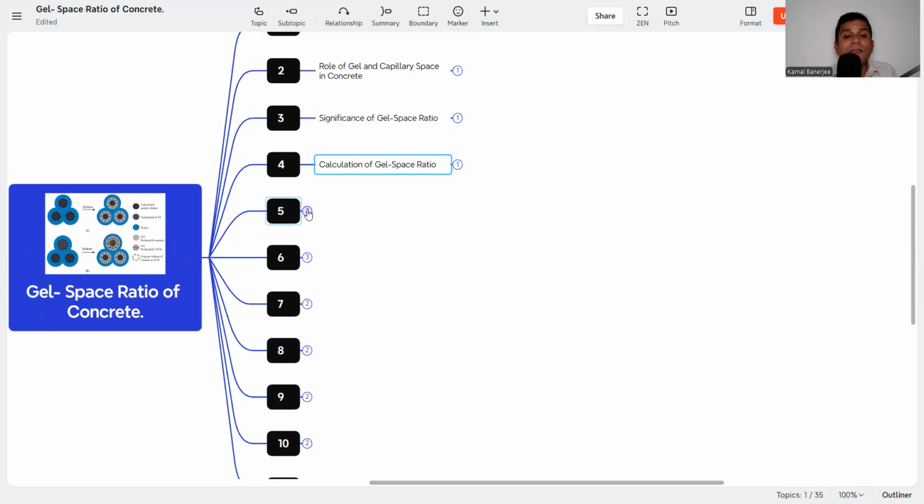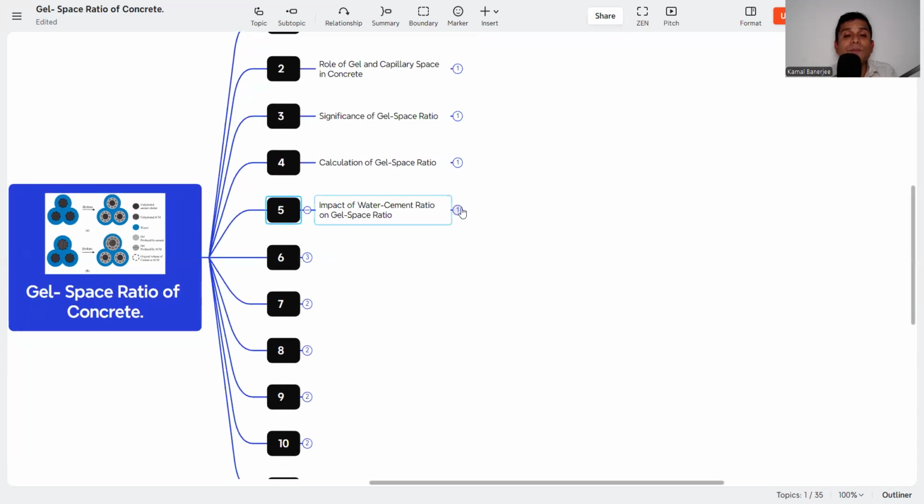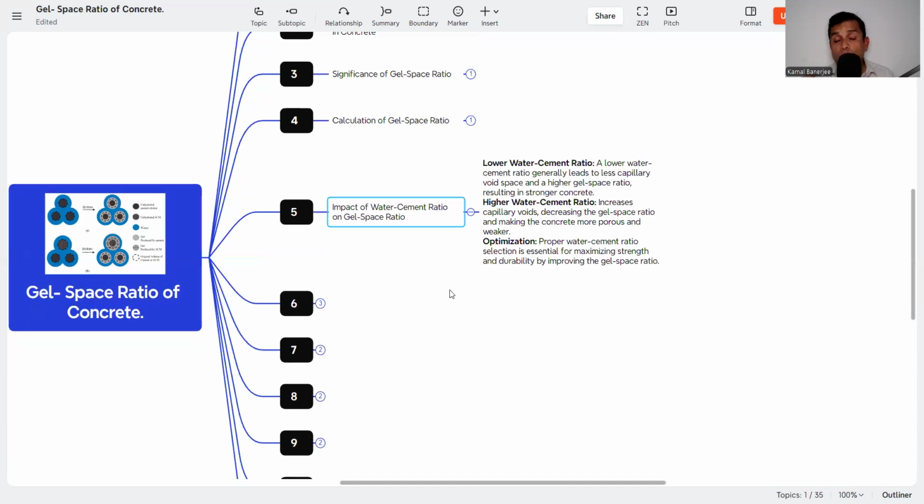The next, number 5, is the impact of water cement ratio on gel space ratio. See, a lower water cement ratio generally leads to less capillary void space, that means a higher gel space ratio, resulting in stronger concrete. A higher water cement ratio increases the capillary voids, decreasing the gel space ratio, which means more porous concrete, so strength and durability suffer as a consequence. So a lower water cement ratio is always an important factor for the gel space ratio also.